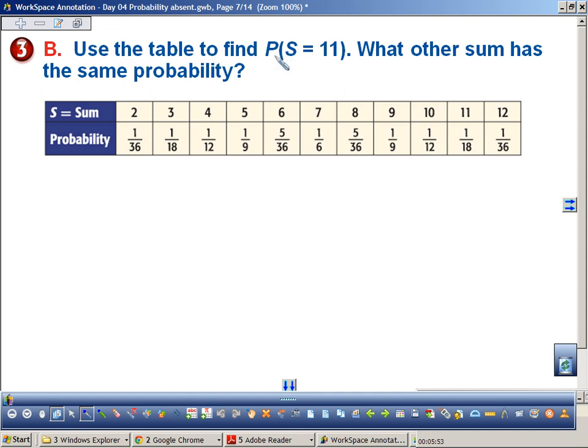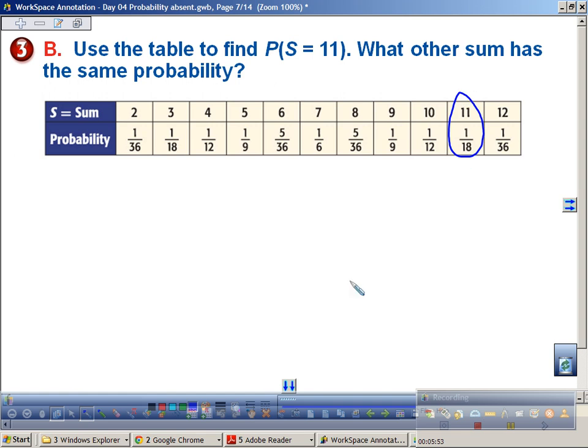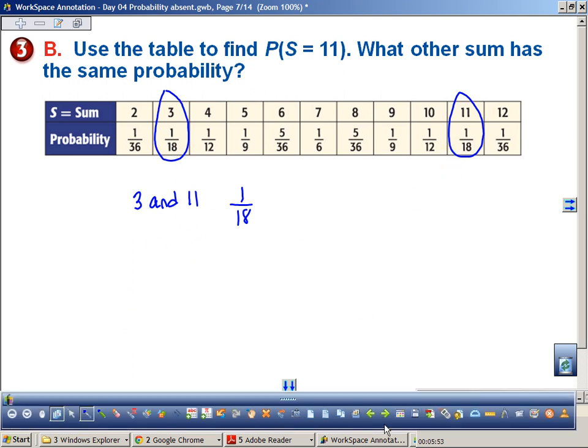Okay, use the table to find the probability of the sum of 11. What other sum has the same probability? Well, sum of 11 is here. And you notice the symmetry here? That's always going to work out like that. So the sums of 3 and 11 have a probability of 1 over 18. So you've got a few in your homework like that where you just have to look at the chart or look at the table and read it.